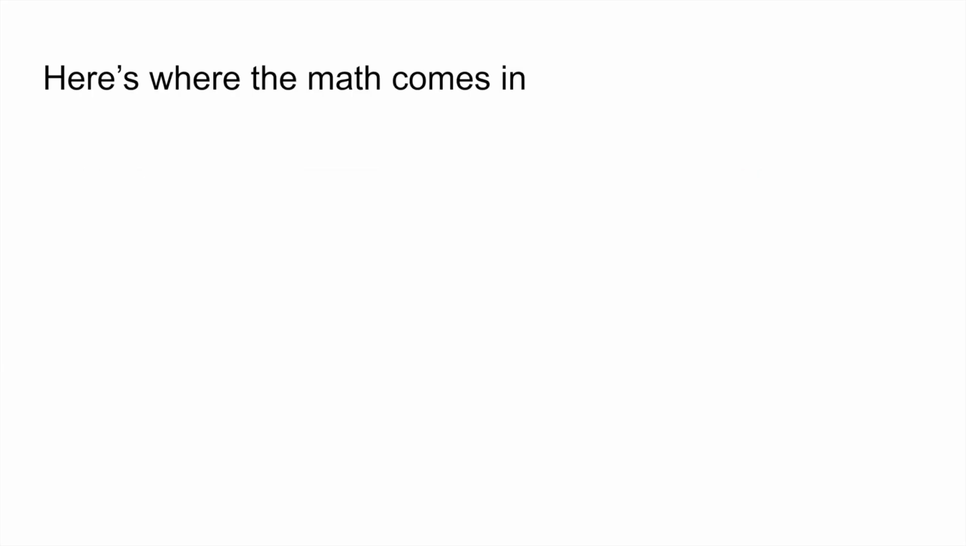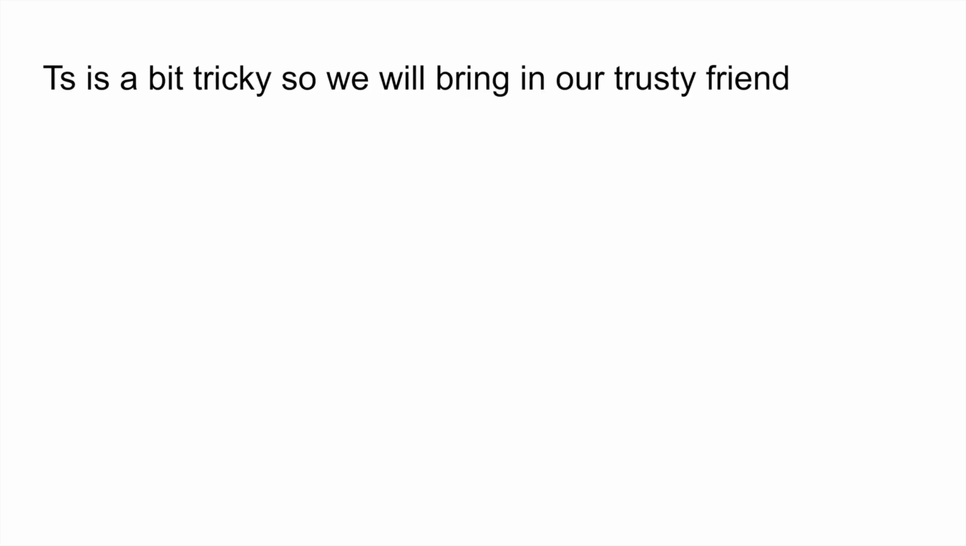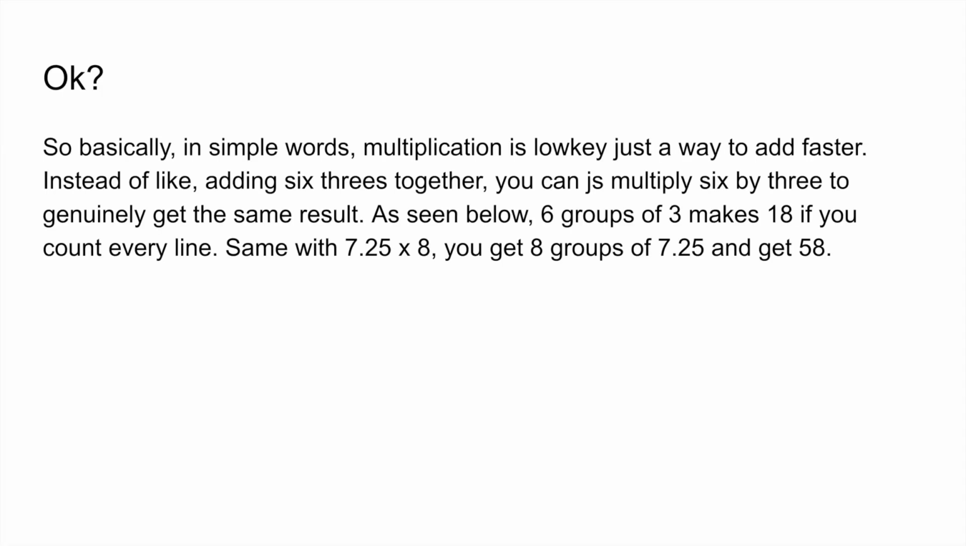Well, here's where the math comes in. 7.25 times 8. 7.25 an hour for 8 hours. That's a multiplication problem. It's a bit tricky, so we can bring in our trusty friend, the calculator, which gives us 58. And I know that went by a little fast, so let's just say, basically, in simple words, multiplication is low-key just a way to add faster.